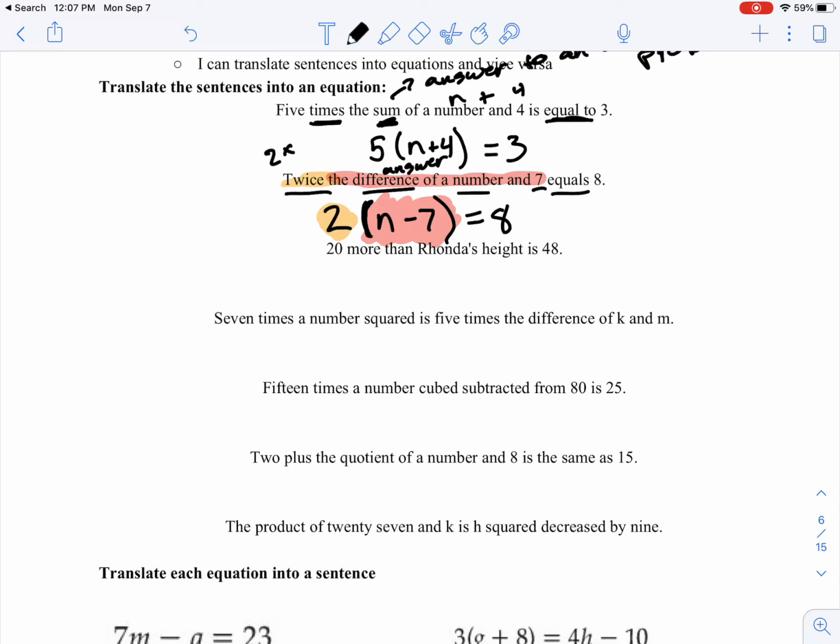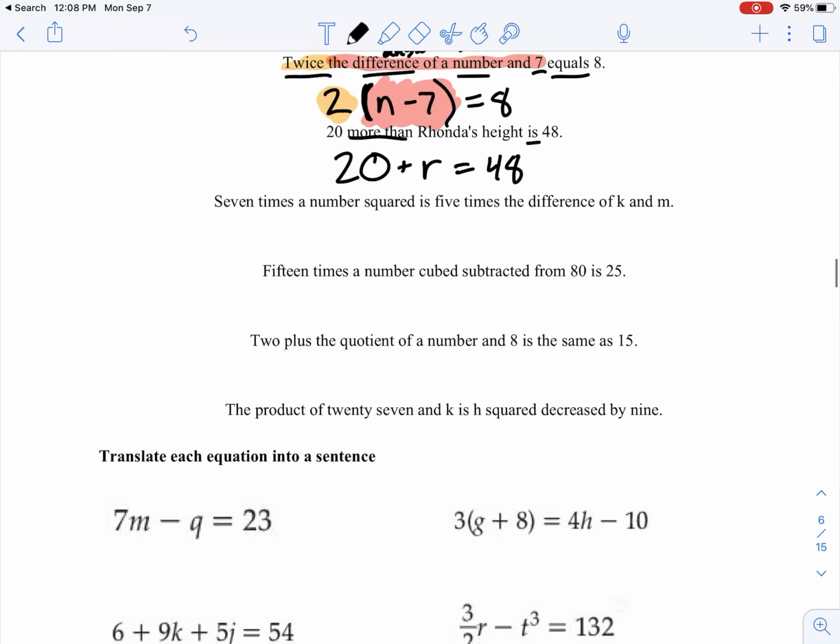Let's go to the next one. 20 more than Rhonda's height is 48. This one's actually a little bit simpler because there's no tricky parentheses on this one. 20 more than is just, well, if you're doing more than, that's addition. So this is like addition. 20 more than Rhonda's height. Let's just do an R for Rhonda's height. Is the same thing as an equal sign. 48. 20 more than Rhonda's height is 48. That's all we need for that one.